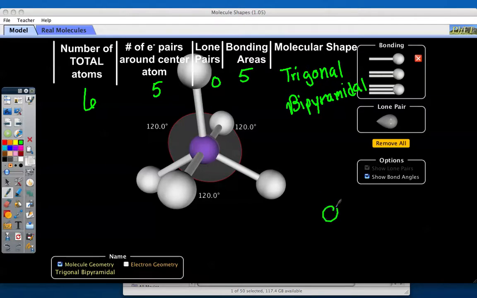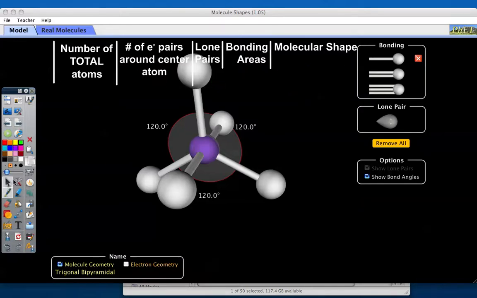So to draw this, center atom here, go there, like that, one coming up top, and then one going back that direction. That's how I would draw this molecule.